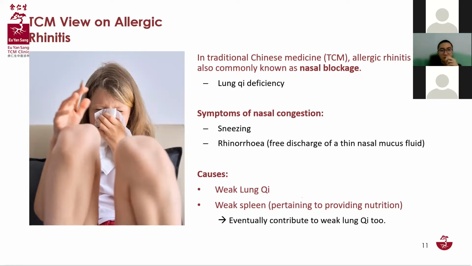Like we mentioned, due to weakness of the lung qi, it is unable to protect, what we call the wei qi, so it is unable to protect your nose and your lung system, right? Or even a weak spleen, because the spleen, like we mentioned, digests and assimilates to give the energy, the qi, such that a form of this qi is the protective layer, the wei qi, as we call it in TCM. So if the spleen is weak, you are not able to provide enough nutrients, and eventually that can contribute to the lung qi being weak as well.